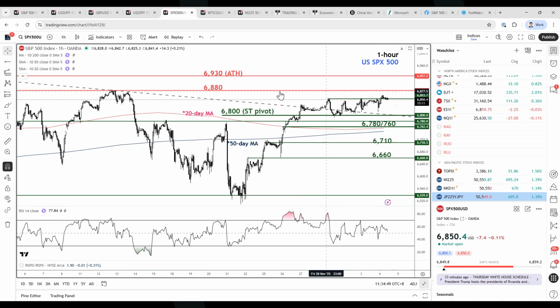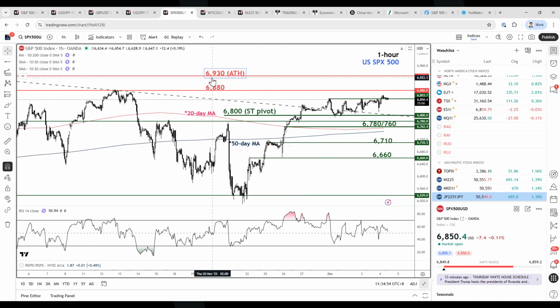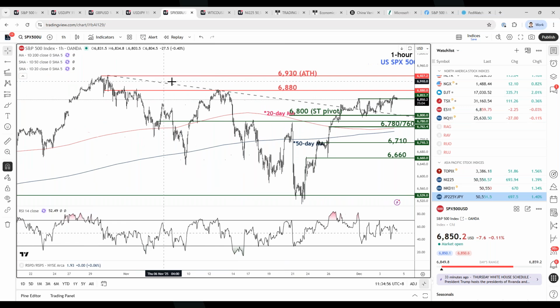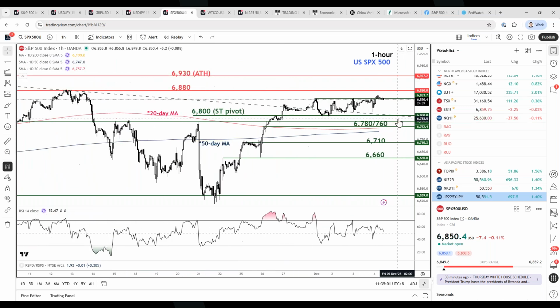Two resistance levels to watch out for: 6,880, surpass it and potentially see a retest at the current all-time high area, 6,930, that was printed previously on the 29th and 30th of October this year. Only a bearish breakdown below 6,800 will negate this bullish bias view to see a deeper minor corrective pullback to retest the 20-day and the 50-day moving average, acting as a similar graphical support area at 6,780, 6,760. Only a breakdown below 6,760 will see a deeper retracement towards 6,710 for the SPX 500.